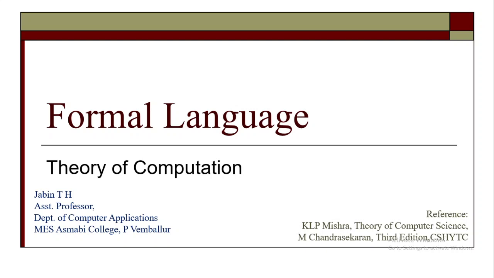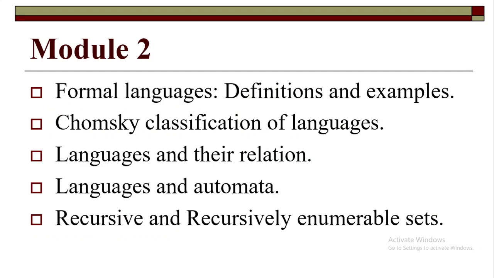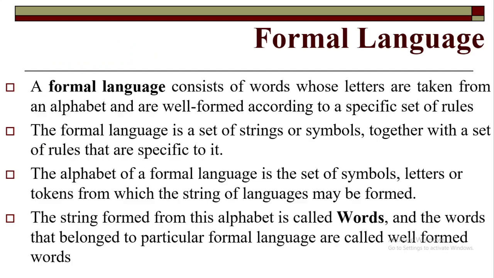Today we are discussing the topic formal language. This is a concept in module 2 of Theory of Computation of third semester BCA of Calicut University. Then, what is a formal language? A formal language consists of words whose letters are taken from an alphabet and are well formed according to a specific set of rules. We have already discussed languages and the theory of languages.